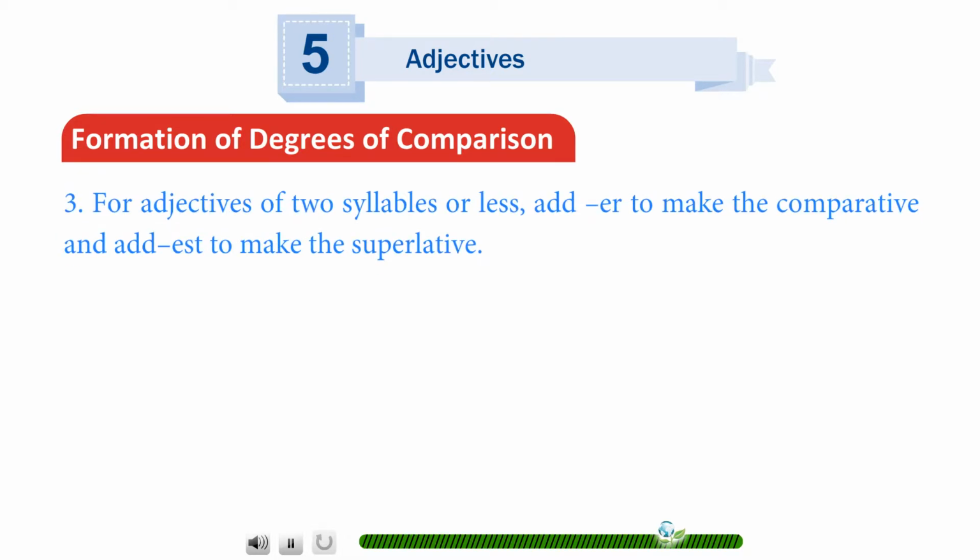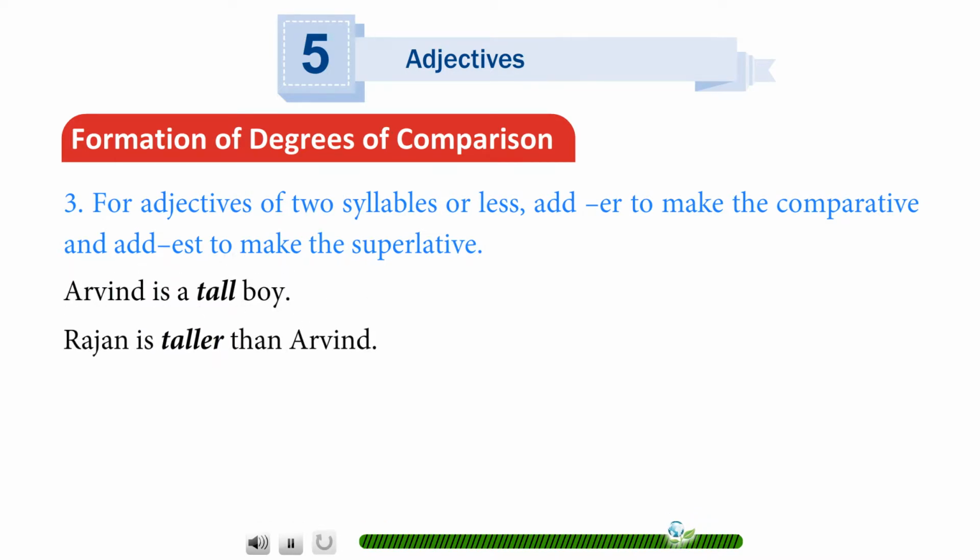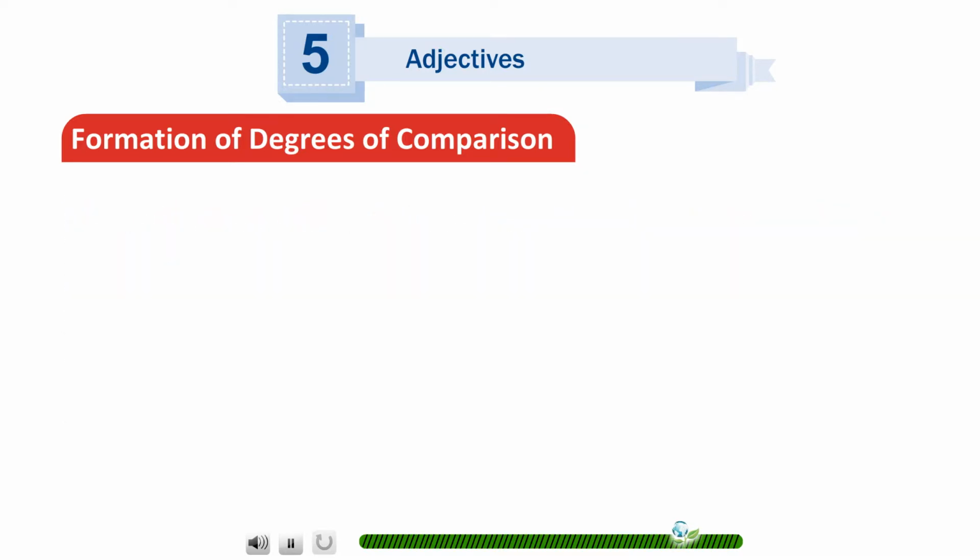3. For adjectives of 2 syllables or less, add ER to make the comparative and add EST to make the superlative. Arvind is a tall boy. Rajan is taller than Arvind. Ekta is the tallest of all.